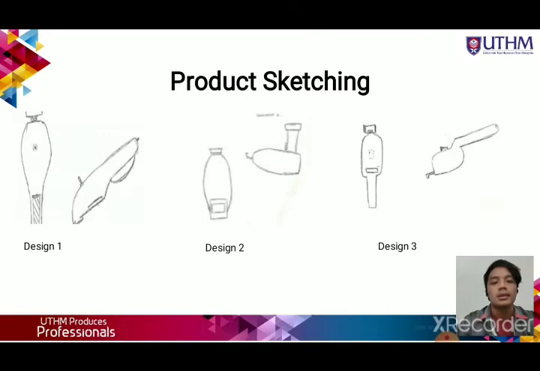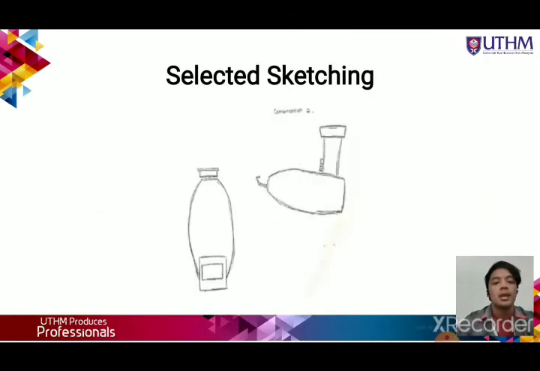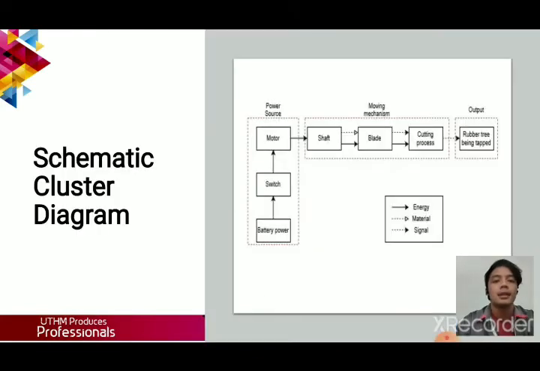Okay, so this is our design for product sketching, which consists of design 1, design 2 and design 3. We have selected design 2, compared to design 1 and design 3, because it has a holder that can provide more grip and also more convenience for the users when doing the rubber tapping process. Lastly, the schematic cluster diagram.